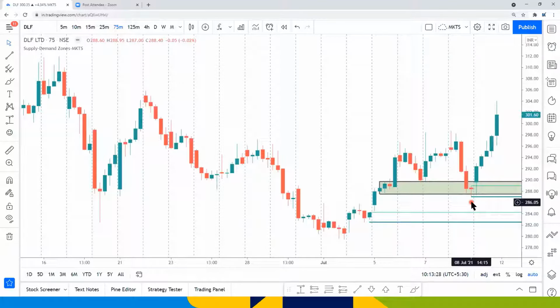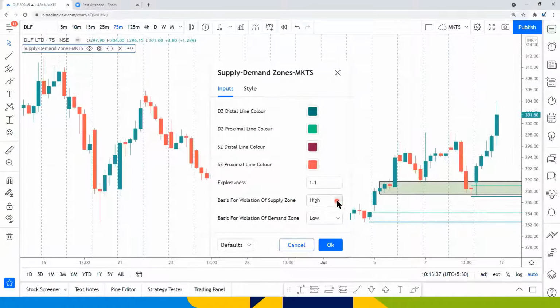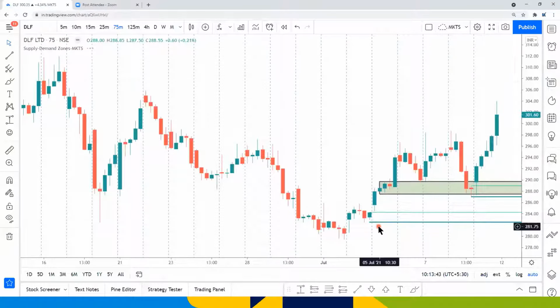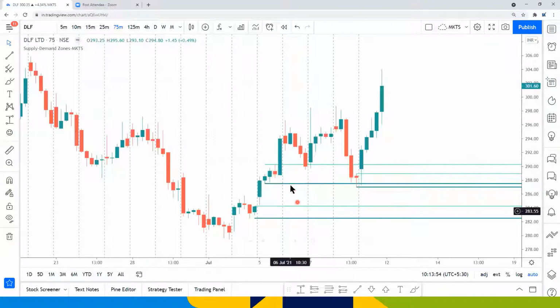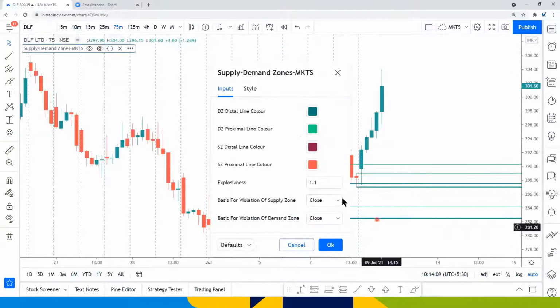So since I am using high and low basis, it is not plotting it as a zone. But if I change it to closing basis, this will reflect like a zone here. So you see this zone, which was picked by the indicator, came here, gave you a move. Second time, went deep into the zone, not closed below. So I prefer to keep it at high and low basis.